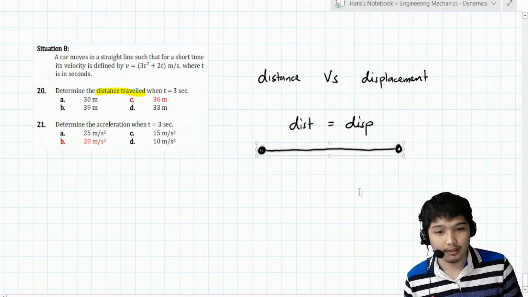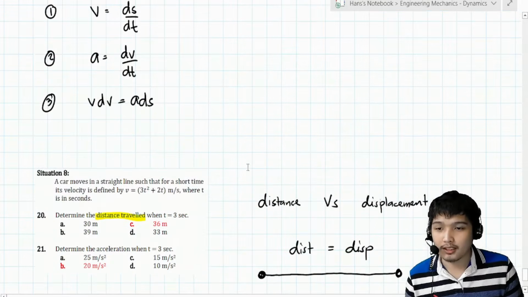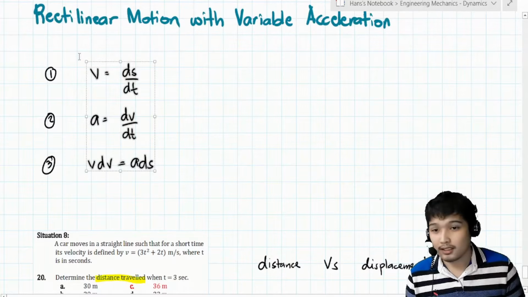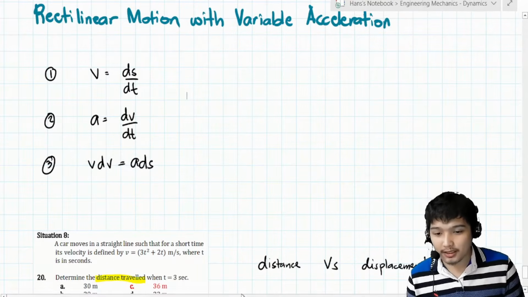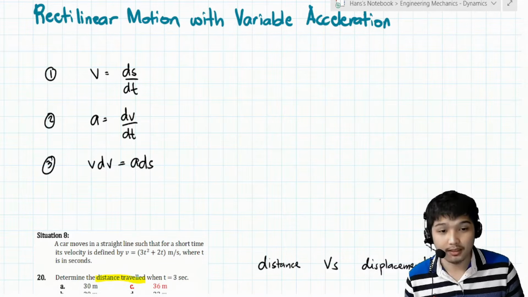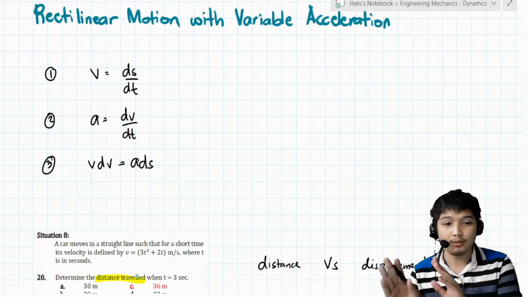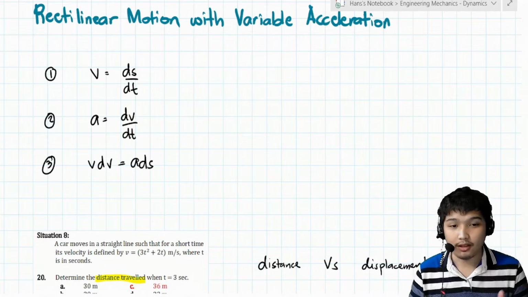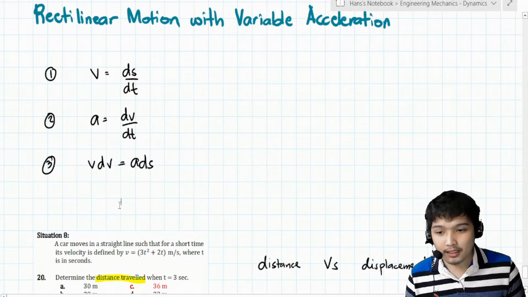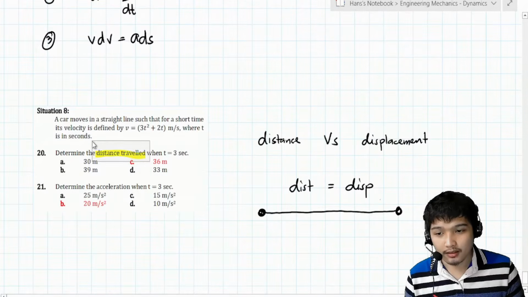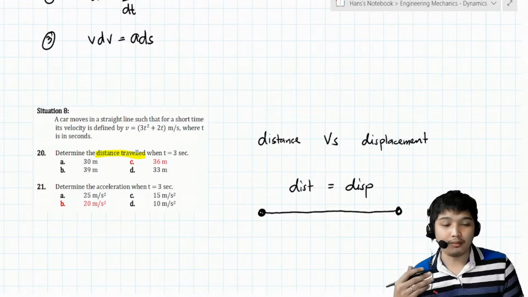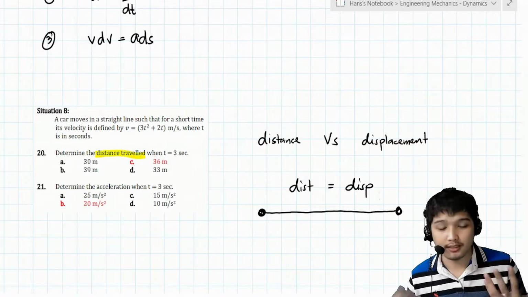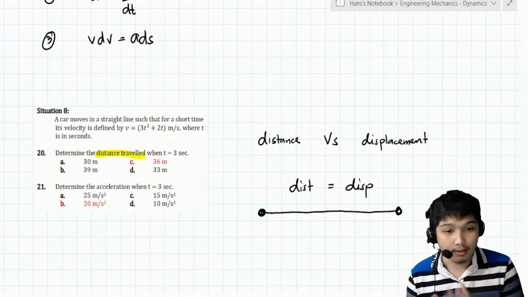So bakit ko hina-highlight ito, guys? Hina-highlight ko to kasi etong three relationships na to, or yung mga S na nakikita mo dyan, ang nasa-solve kasi dyan is yung displacement. Okay? So kapag nag-evaluate tayo ng mga equation na yan, ang nakukuha natin is yung displacement. Okay lang? So kapag ang tinatanong is distance, may special approach para sa kanya. Pag ang tinatanong is yung total distance, or yung distance traveled, may ibang approach na ginagawa sa kanya.